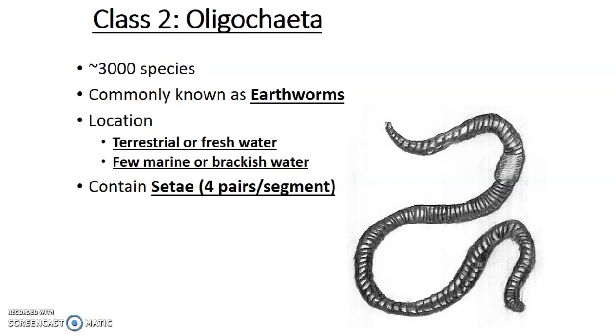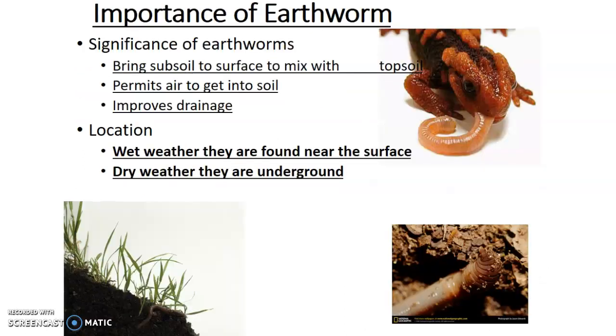So you can kind of think about it as being different than Polychaetes, because Polychaetes did not have a set number of setae, they just had a lot of them. So Oligochaetes are going to have a set number, and it will always be 4 pairs per segment.